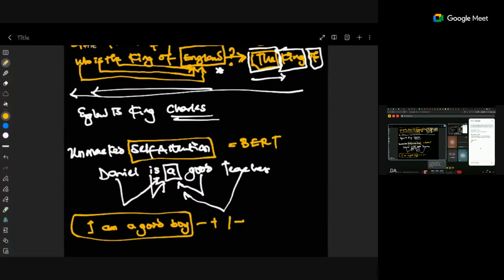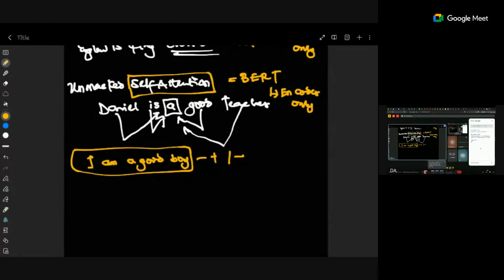In other words, they call this encoder only, while the masked self-attention is called decoder only. So masked is called decoder only, the decoder-only transformer, while full self-attention is called encoder only. That's unmasked, by the way.